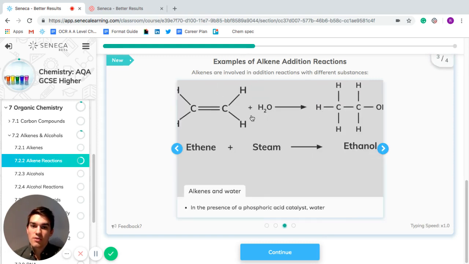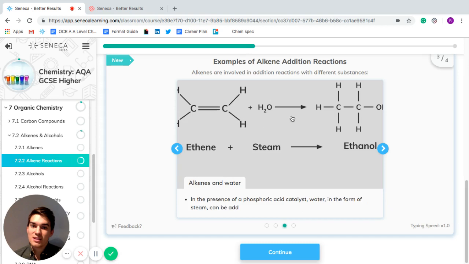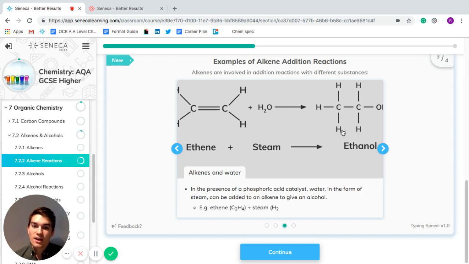Here we react an alkene, which is ethene in this example, with water in the form of steam, and that can help us form ethanol in the presence of a phosphoric acid catalyst.